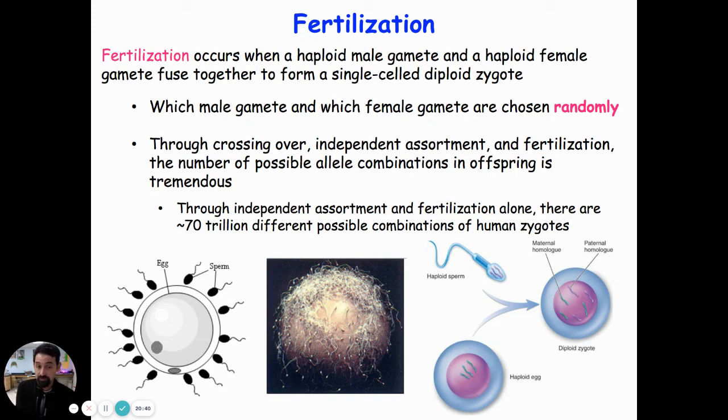Now, if you start talking about twins, if you're talking about identical twins, you take this one fertilized zygote and it splits, and then those two new cells develop into individual humans. So they are genetically identical. But with fraternal twins, you have two different eggs with two different sperm that unite and form two different unique zygotes. So they are not going to be exactly the same.